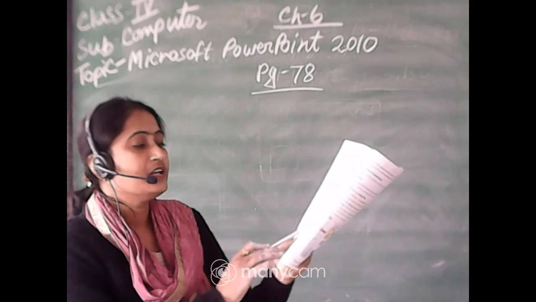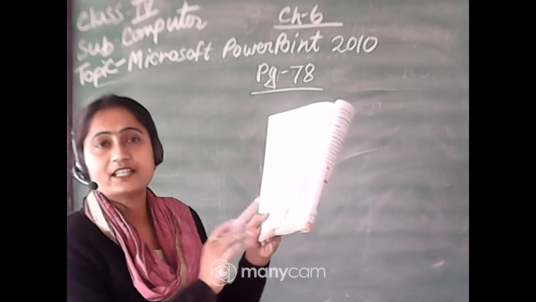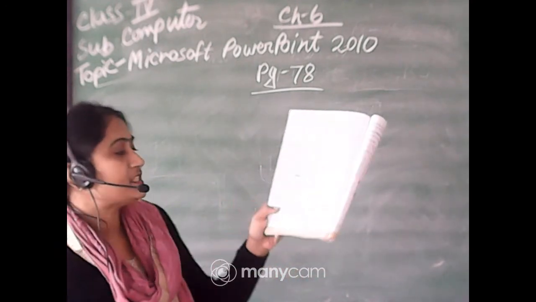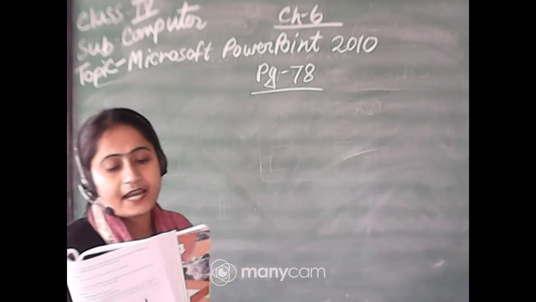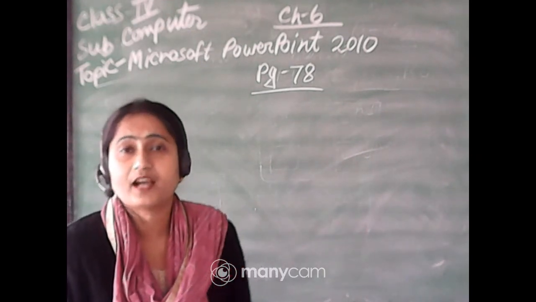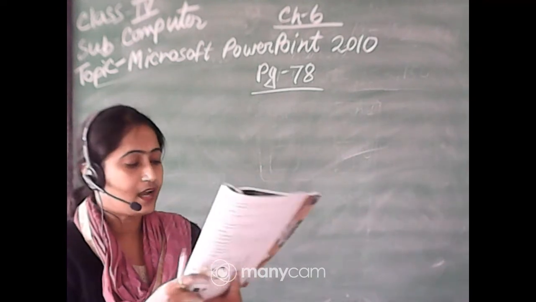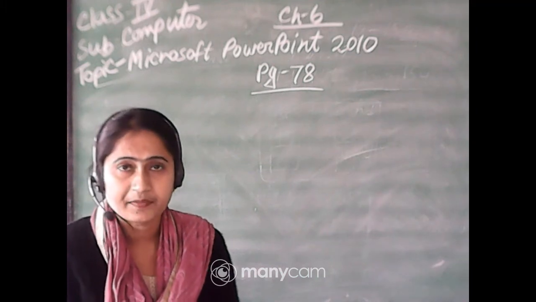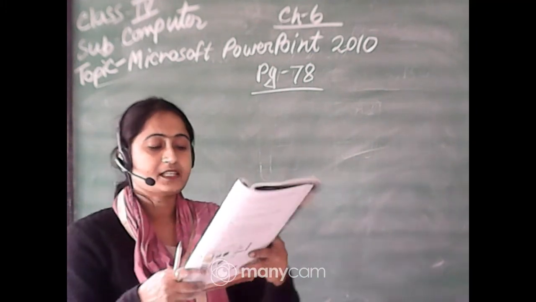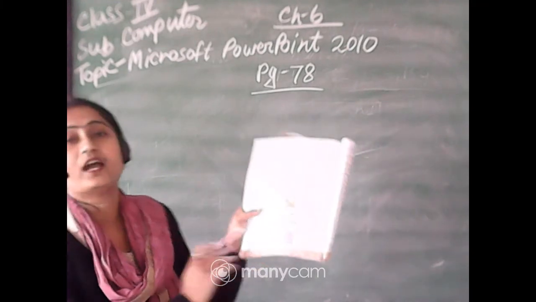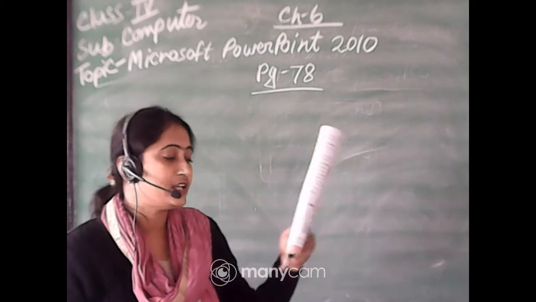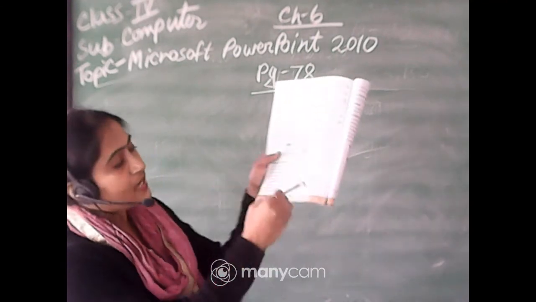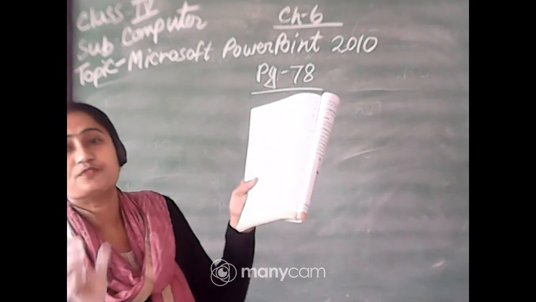Now, changing the slide layout. How to make our slide, how to choose our slide layout? You can change the layout of your slides by following the given steps. First click on the Home tab. Under the Home tab there is the Slides group; click on the Layout option. When we click on the Layout option, many layout options will be available.